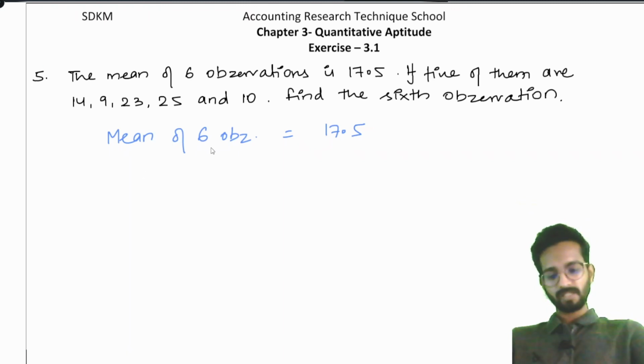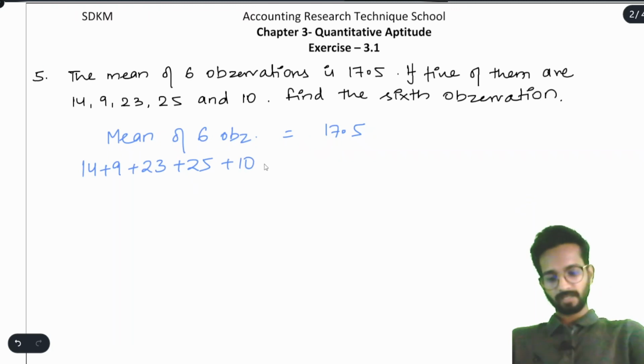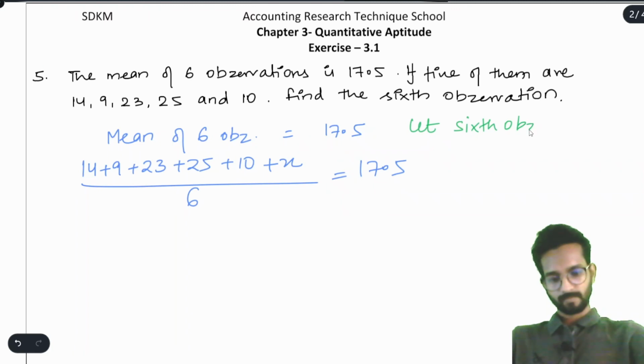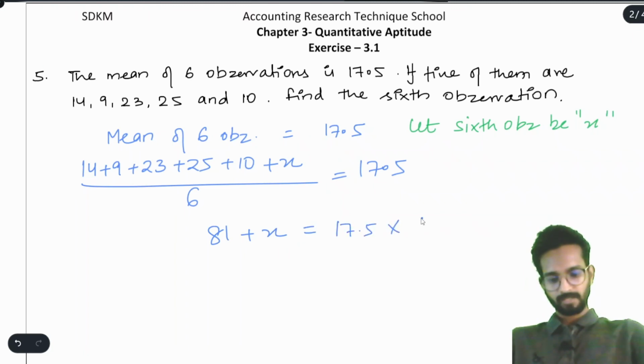Okay, mean of 6 observations means there should be totally 6 numbers. How many numbers do we have? 14 plus 9 plus 23 plus 25 plus 10. 5 are there. Can I say let my 6th number be x, divided by, I have to find the mean. Mean will be divided by 6 is equal to 17.5. You have to mention here let 6th observation be x. Okay, then you can write this. So you can say 14 plus 9 is 23, 46, 56, 66, 76, 81, 81 plus x is equal to 17.5 multiply 6.